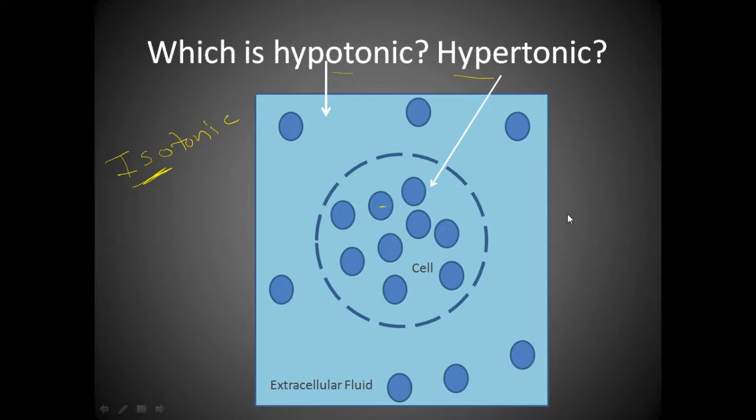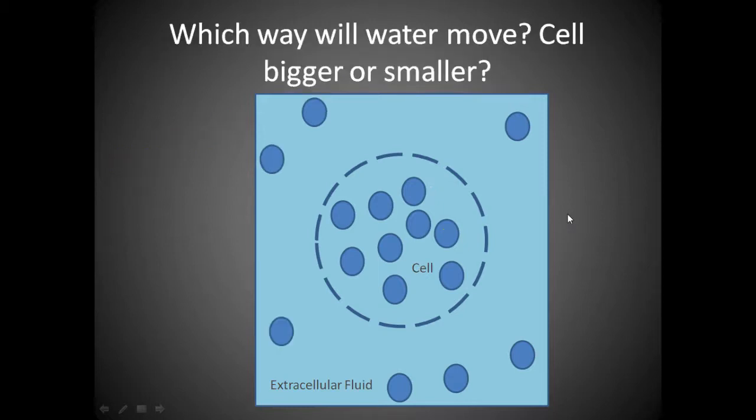But in this case, you have a hypertonic and a hypotonic. So we have one side of the membrane that has more water than the other side. The next question I'm going to ask you: which way will the water move, and will the cell get bigger or smaller? If we took this cell and put it in this environment, what's going to happen? Again, stop the video and think about the two questions, and then start the video back up once you come up with an answer.